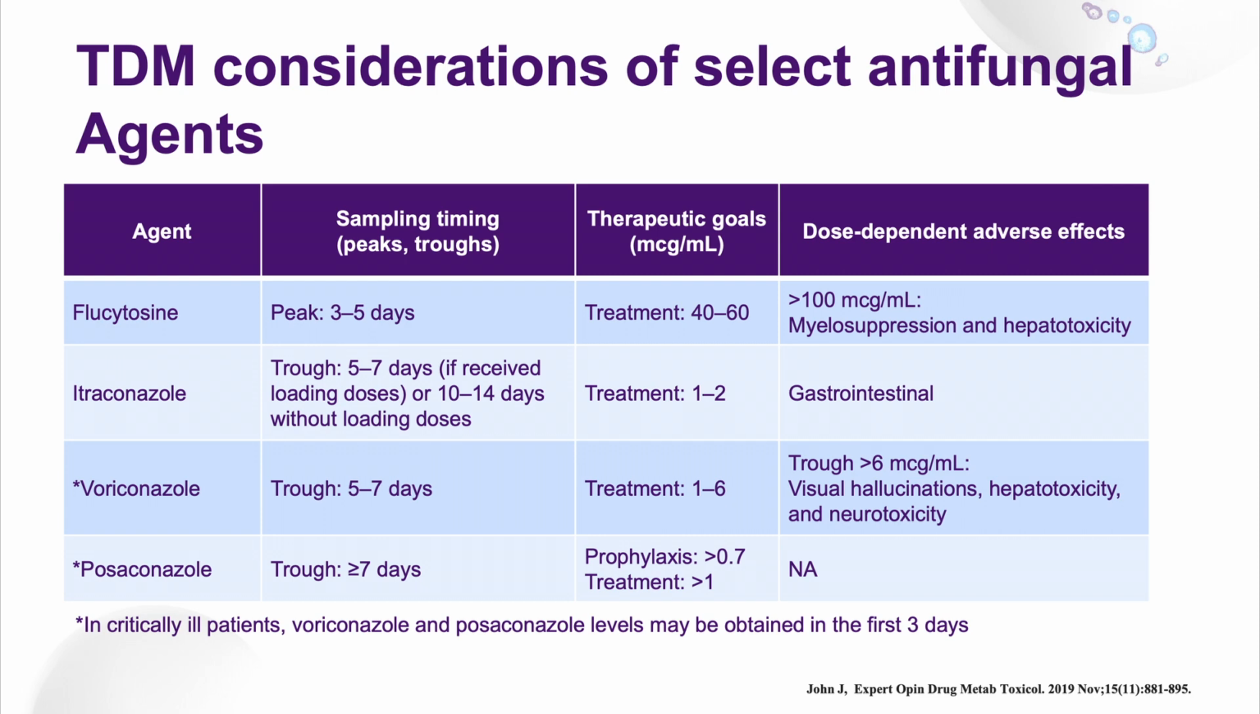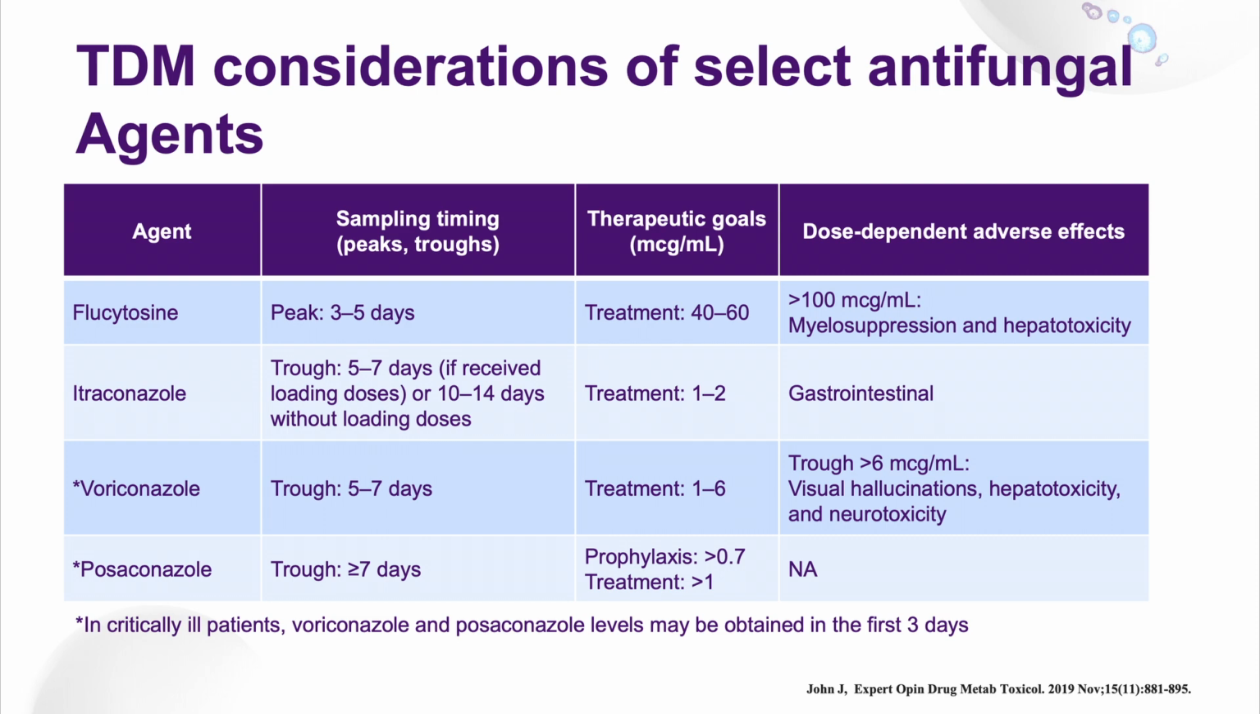For flucytosine, we generally look at the peak levels, and these patients will achieve peak levels at 3 to 5 days. The goal of treatment is to try to keep it less than 100, and more than 100 would be toxicities. Itraconazole will take 5 to 7 days to achieve steady state level if the patient has received a loading dose, or it can be delayed by 10 to 14 days when the patient has not received the loading dose.